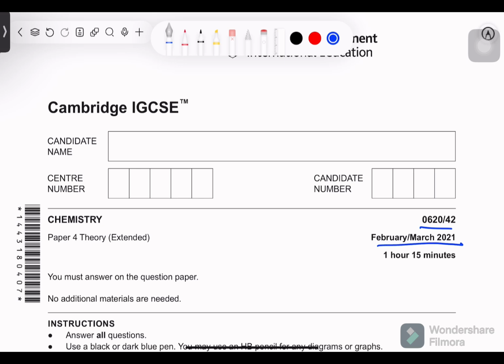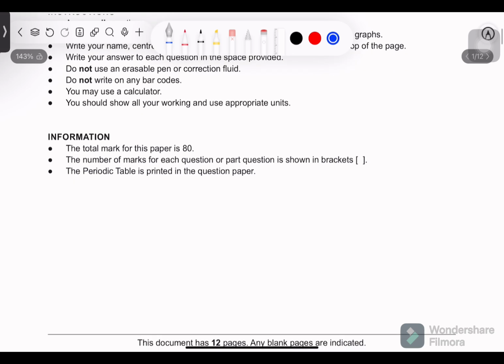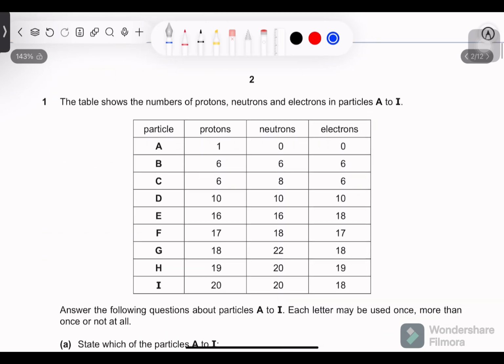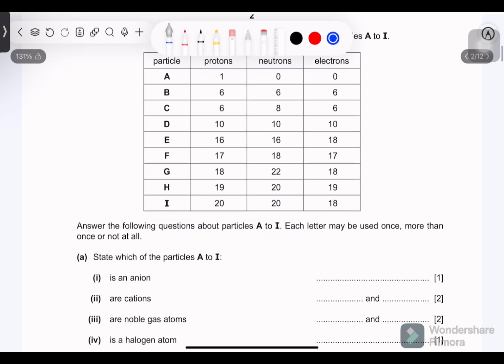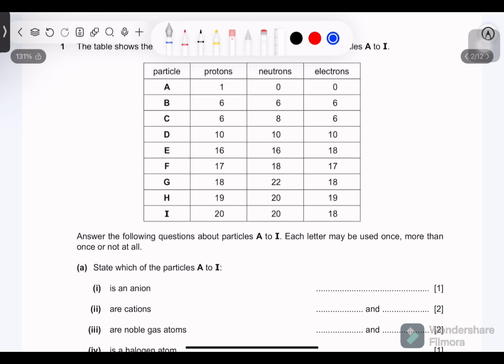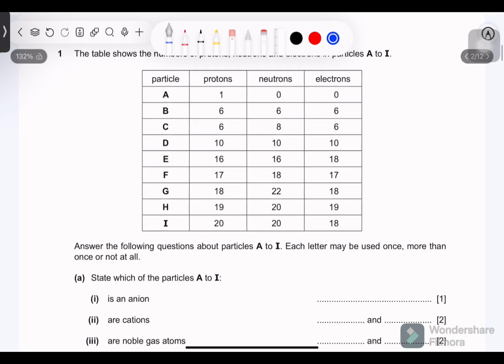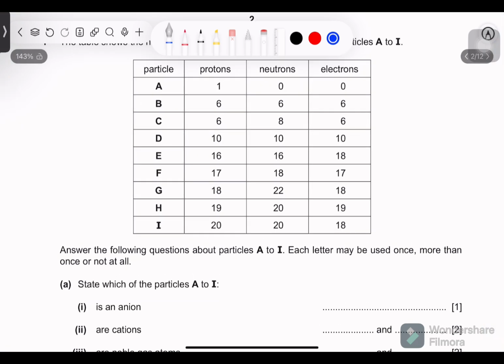February March 2021, paper 4-2, total time for which is 1 hour 15 minutes. So the total marks are 80. Question 1, you're given a list of particles with the number of protons, neutrons, and electrons, and there are questions related to it. Each letter may be used once, more than once, or not at all. So state which of the particles A to I is an anion.